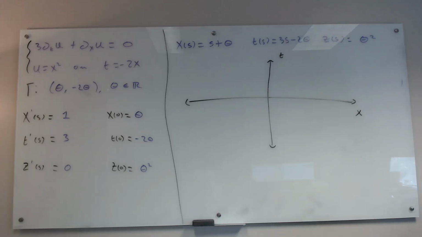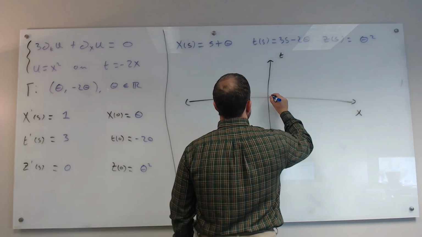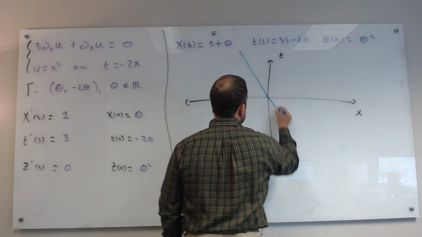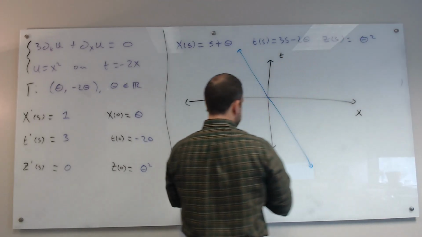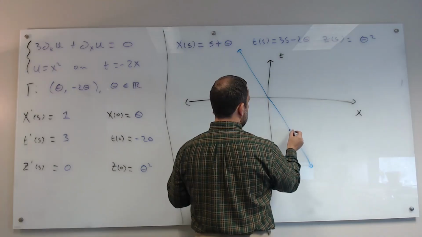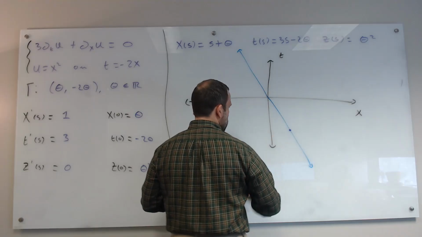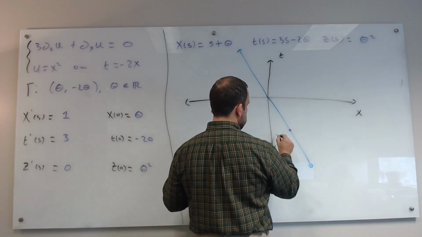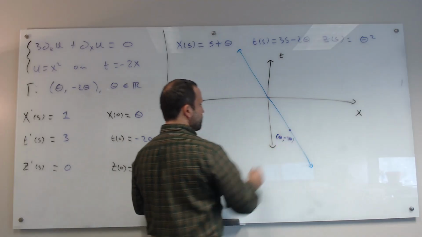At any rate, if I'm going to sketch the gamma curve here, I'm going to sketch it in blue. It's just t is equal to minus 2x, so it's going to be a slope of minus 2 going through the origin. So it's going to look something like this. Okay, and then for every theta, I'm going to have a different theta here. This is a particular theta value. This point, let me see, is theta, minus 2 theta, but it's some theta value.